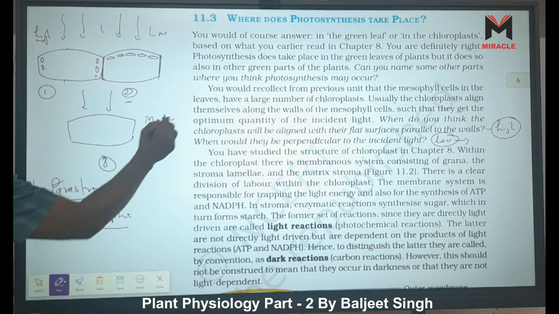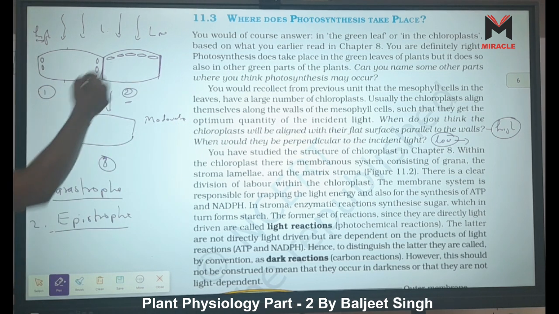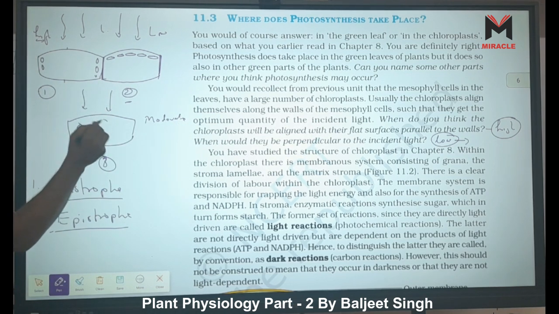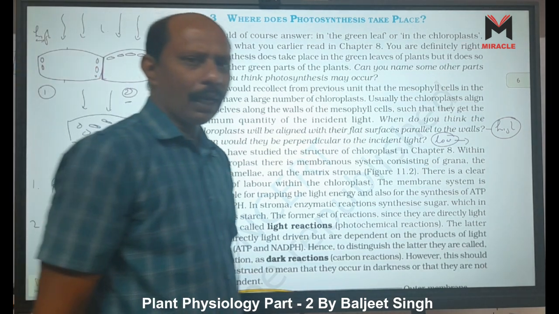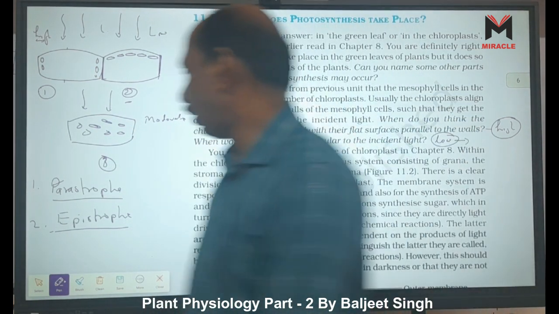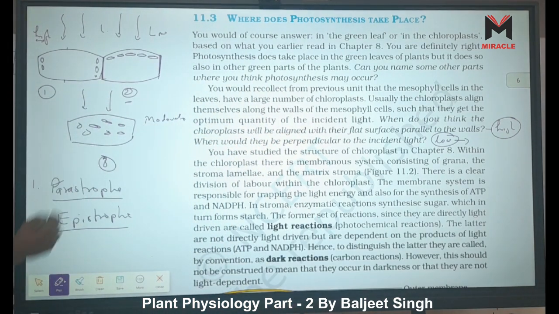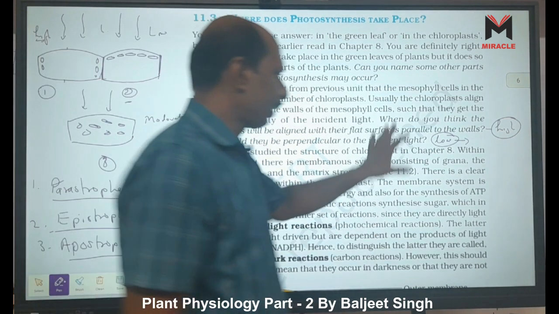If moderate light is there, then what happens? These chloroplasts are randomly present in the cell. Then this one is called apostrophe. This condition is called apostrophy, A-P-O-S-T-R-O-P-H-Y. Do you understand this one?